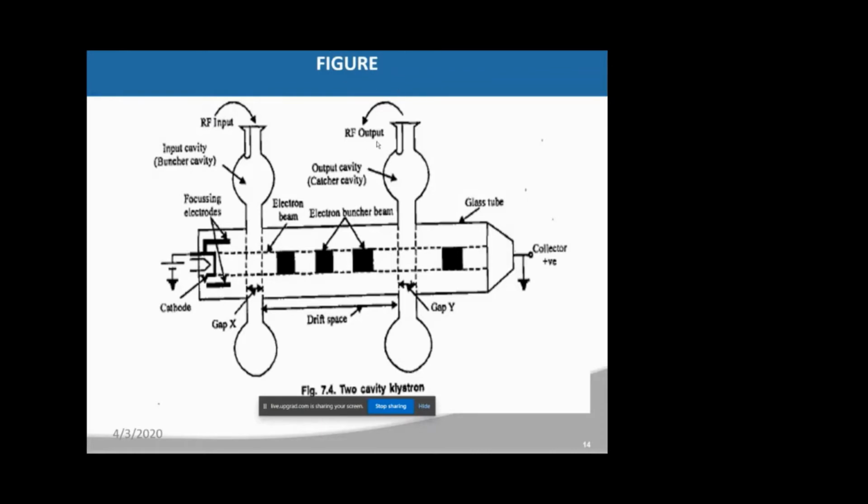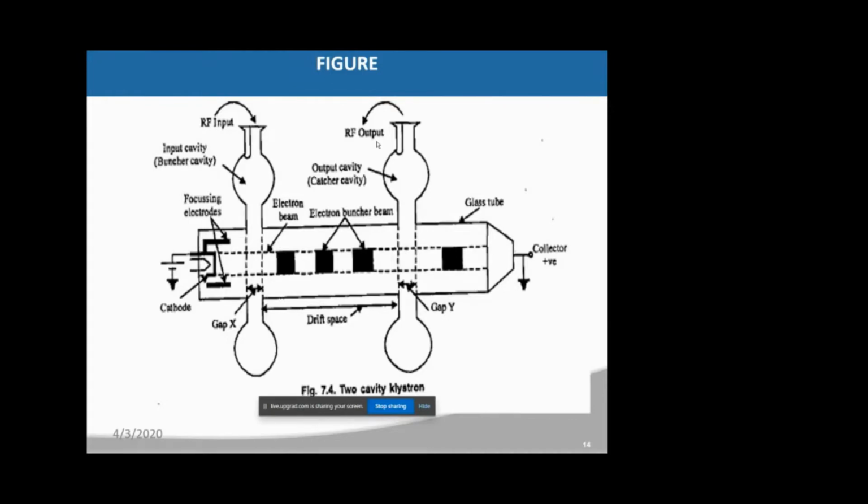In this case, these focusing electrodes have been kept here to focus the electrons only in one direction. The electron gun is there, which is basically the cathode, that continuously emits the electrons, and they go from the input cavity to the output cavity. And the collector is there, which is more positive in this case, that collects the electrons. That is why it is more positive. Now you have got the working of the focusing electrodes and electron beam, and you are seeing these electron bunches.